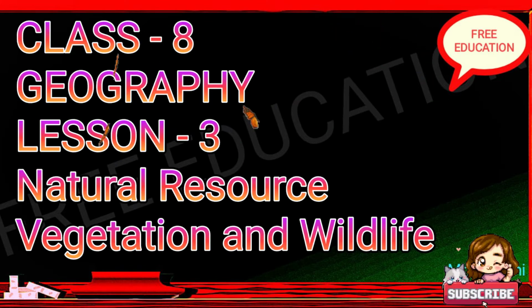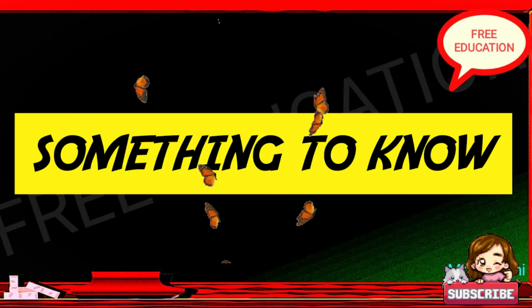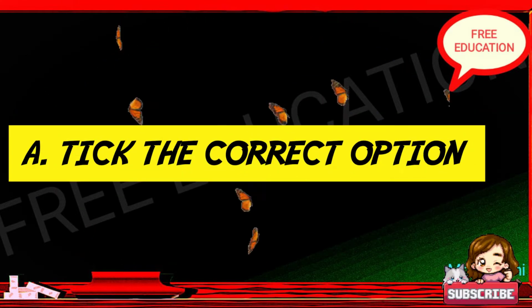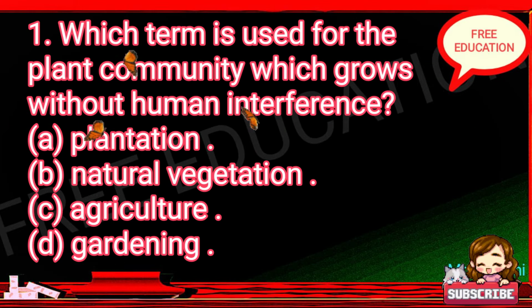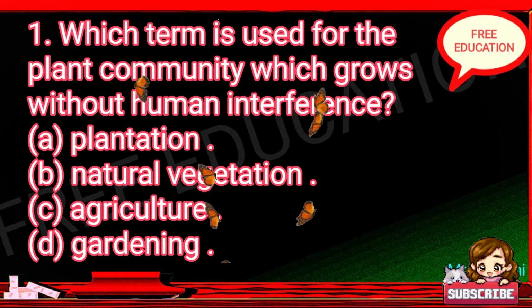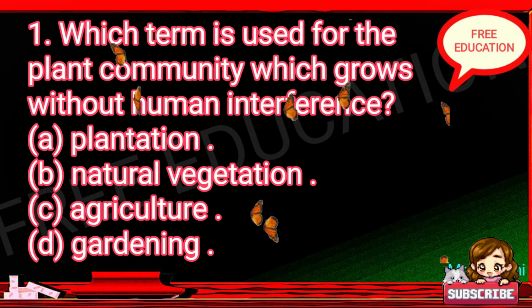Today we will discuss the exercise of Class 8, Geography, Lesson 3, Natural Resources, Vegetation and Wildlife. First we will discuss question number 1. Something to know. A. Tick the correct option. 1. Which term is used for the plant community which grows without human interference? A. Plantation. B. Natural vegetation. C. Agriculture. D. Gardening.